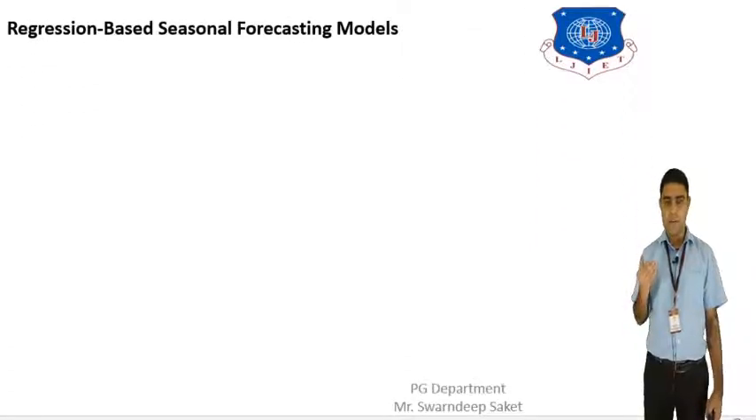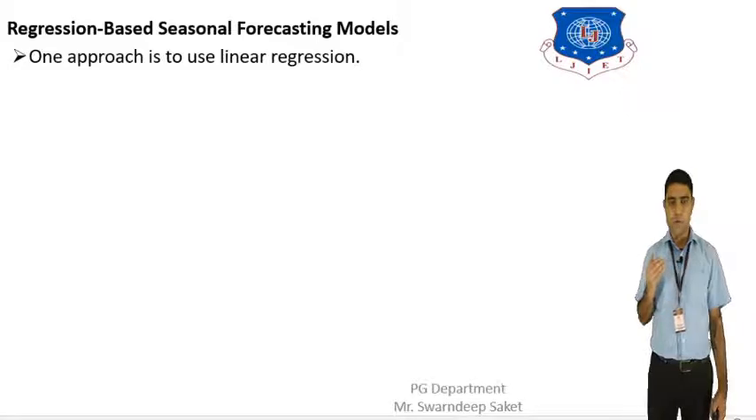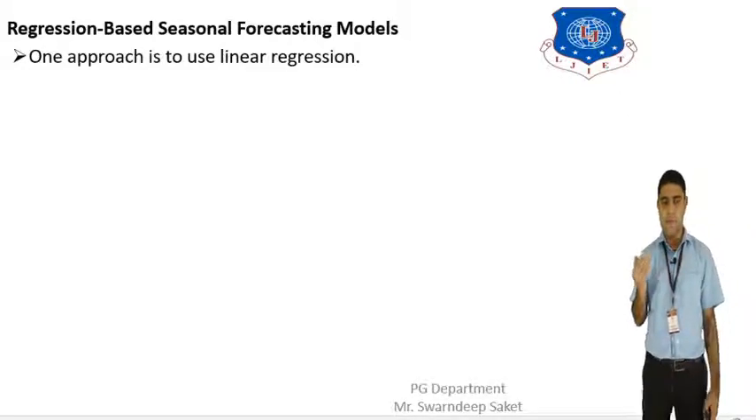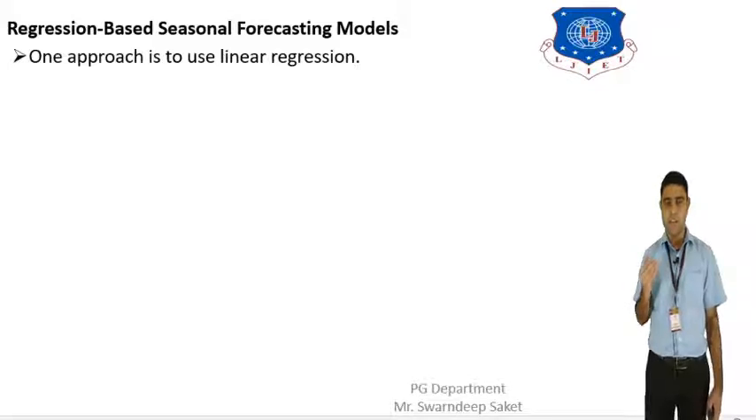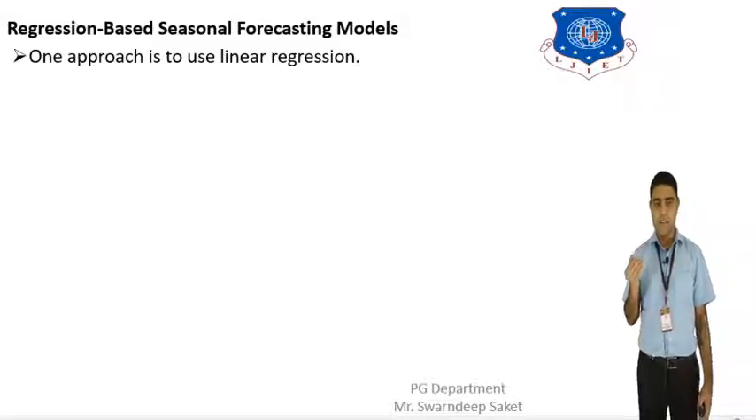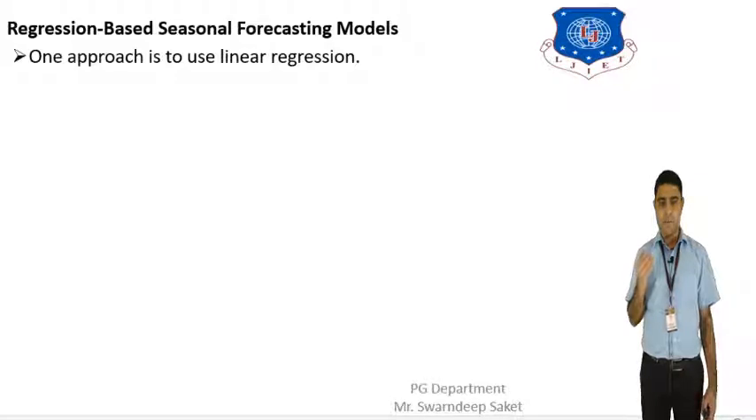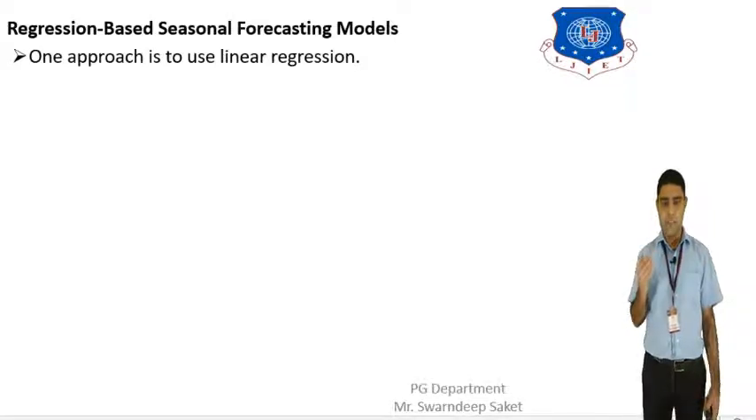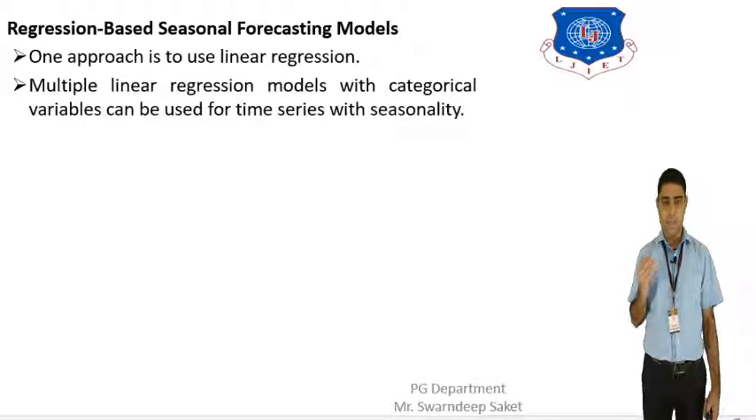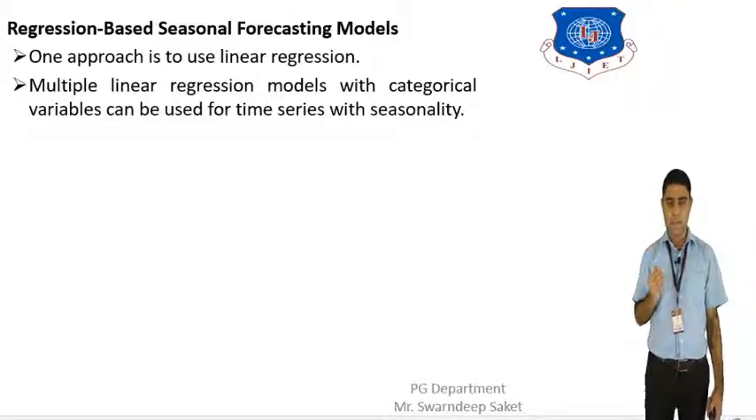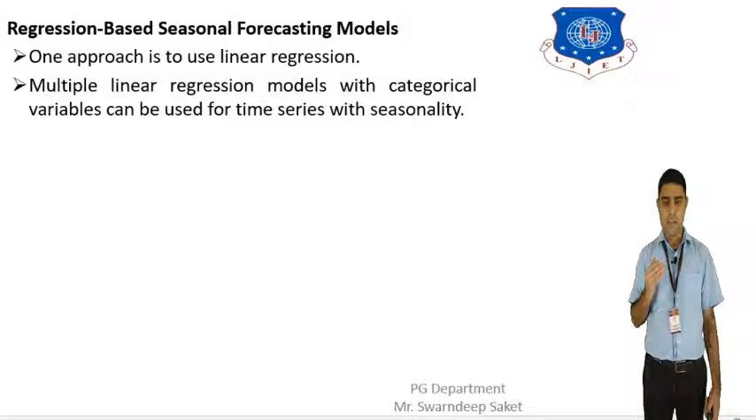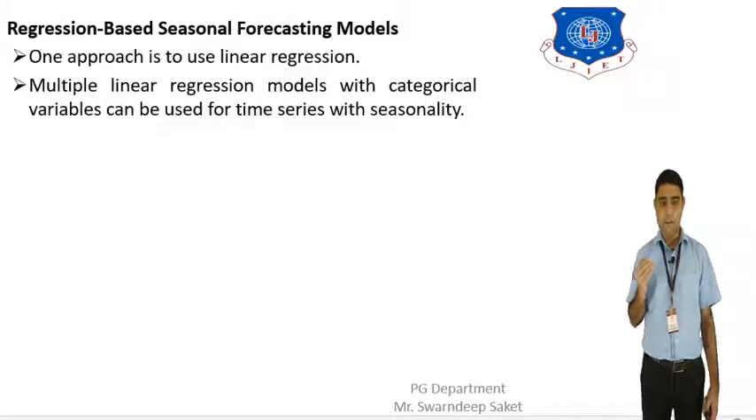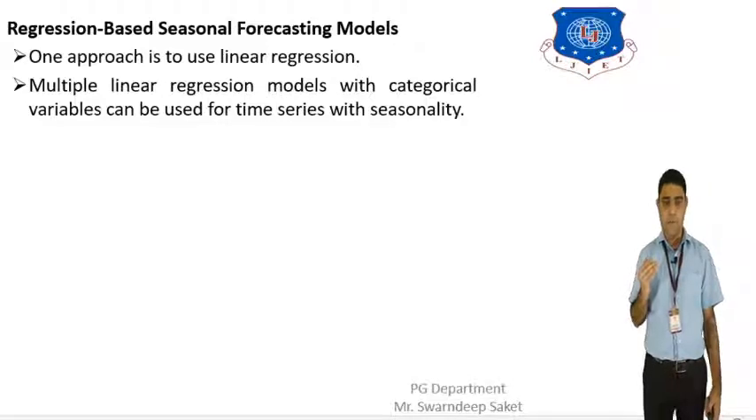In the regression based seasonal forecasting model, one approach used is linear regression. Linear regression means a simple linear regression method. Regression is one type of supervised learning method which uses two variables, dependent and independent, in linear form. Linear regression is basically of two types: simple regression and multiple regression. In simple regression one variable is used, whereas in multiple regression two or more variables are required, dependent or independent. Multiple linear regression models with category variables are used for a time series with seasonal data.